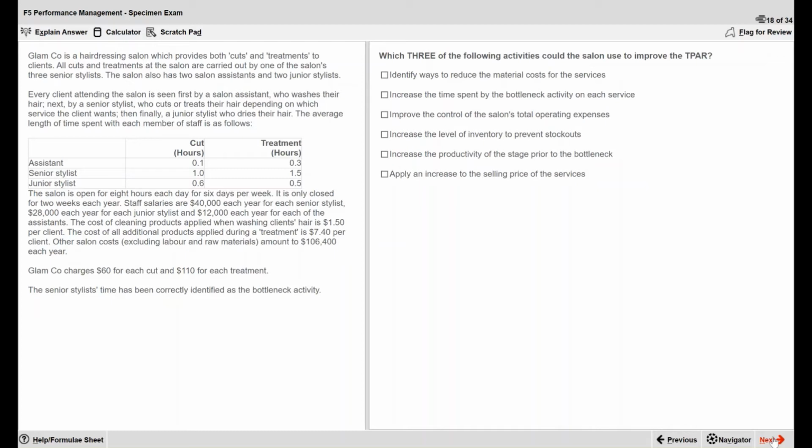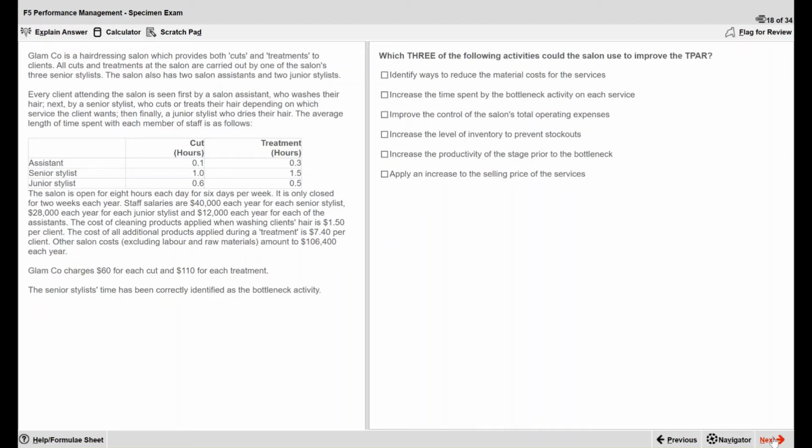Which 3 of the following activities could the salon use to improve TPAR? Remember, whenever they tell you to improve a formula or a ratio, you have to first understand what the ratio is made of. They are asking us to show ways in which TPAR will be improved. Remember, in TPAR, in the top we have throughput per limiting factor, in the bottom we have fixed cost per limiting factor. So if the top becomes more and the bottom becomes less, in both ways it will improve.